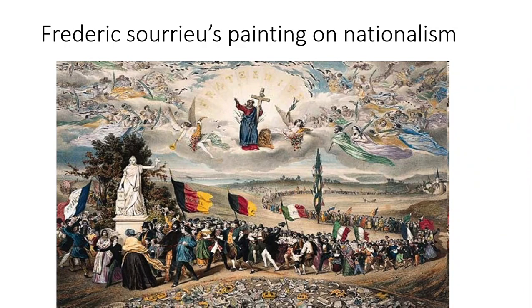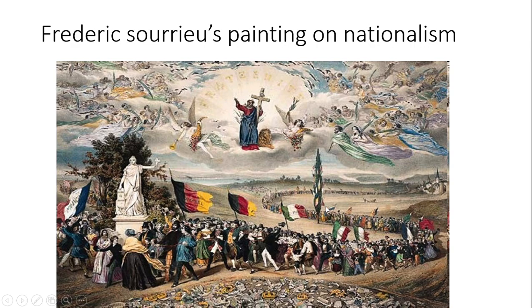This video is on grade 10, first chapter, History, the Rise of Nationalism in Europe. The lesson starts with the picture of Frederic Sorrieu, the painting named The Dream of Worldwide Democratic and Social Republic. It is a painting drawn by Frederic Sorrieu which has different colored flags, which shows that people are eager to have their own country or nation state, or they wanted to have modern states.